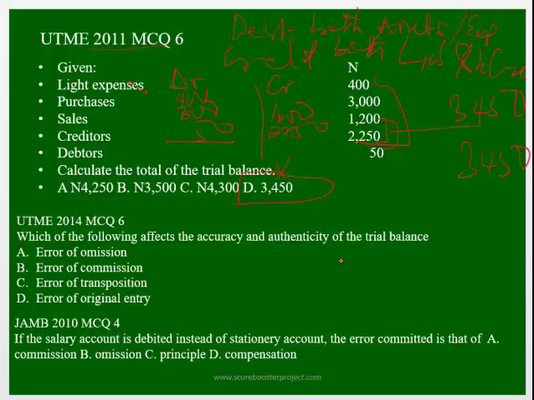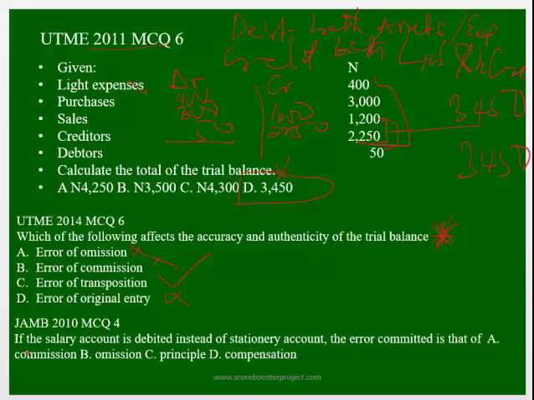Then the examiner also asks us, 2014 question number 6: which of the following affects the accuracy and the authenticity of the trial balance? That is, the error that will affect the accuracy of the trial balance. Error of omission, no. Commission, no. Transposition, yes. You see, these are the things that we need to take note of.